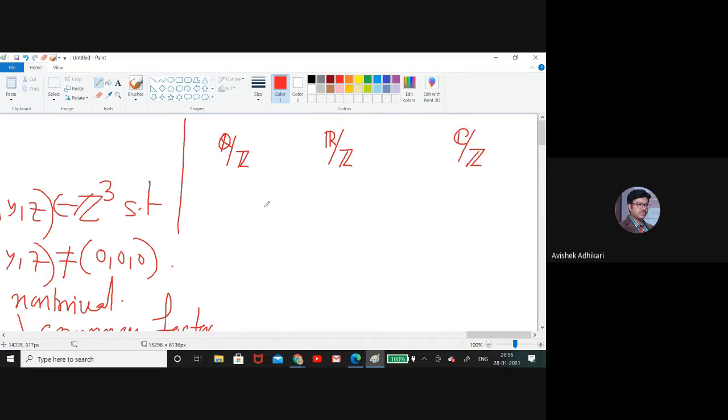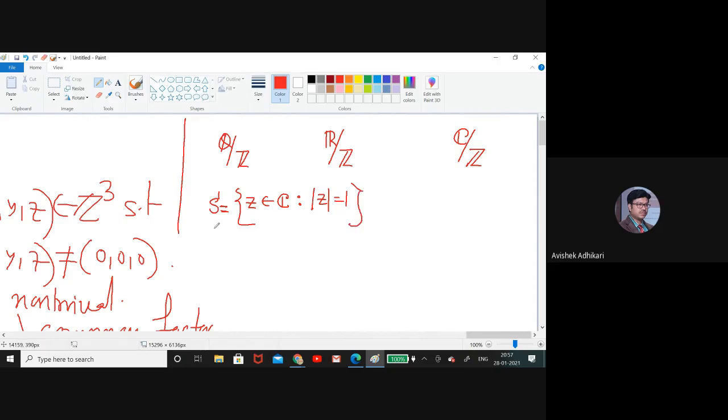Then I'm considering another group, say S1. You know what is S1? What is S1? S1 is basically, geometrically you can think of it as a unit circle, all points on the unit circle. That means all such z belongs to C such that mod z equals 1.